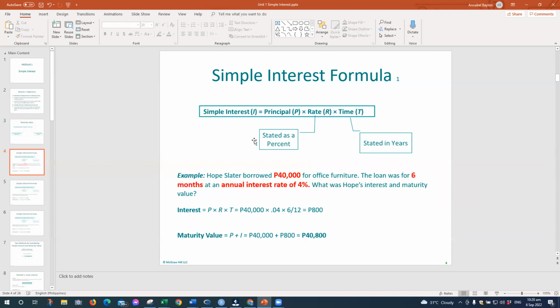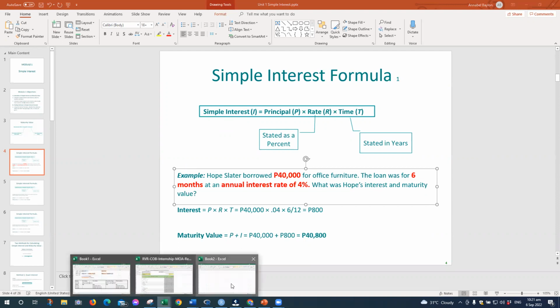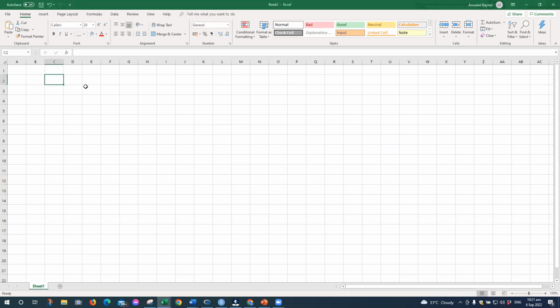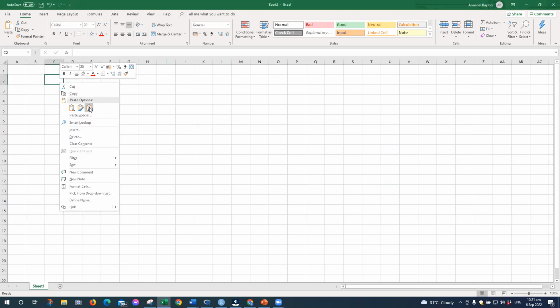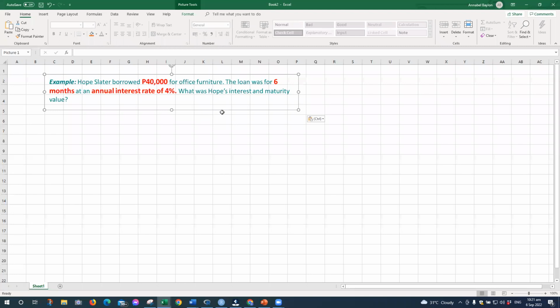So we have the three components that are needed in order to compute for simple interest, PRT. You have the principal of 40,000. You have a rate, which should be an annual rate of 4%, and then the time should be expressed in annual terms also. Let me copy this. Let's do this first in Excel.